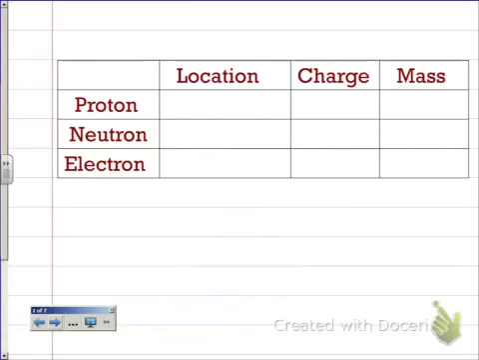Copy this chart into your notes, please. Pause the video till you're done.